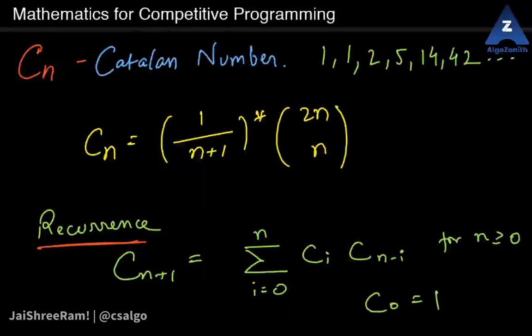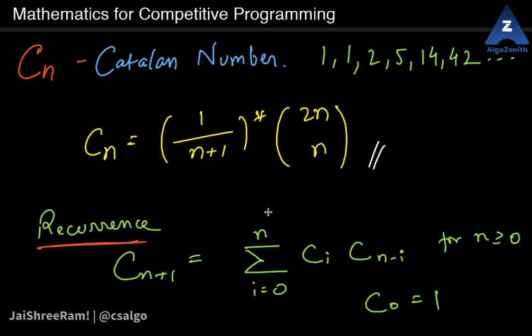Hey, hi. In this particular video, we'll be talking about Catalan numbers. So Catalan numbers are nothing but this series 1, 1, 2, 5, 14, 42 and so on, which is governed by this closed form formula: C of n equals 2n choose n divided by n plus 1. So there is this closed form formula that finds any nth term of the Catalan number series.